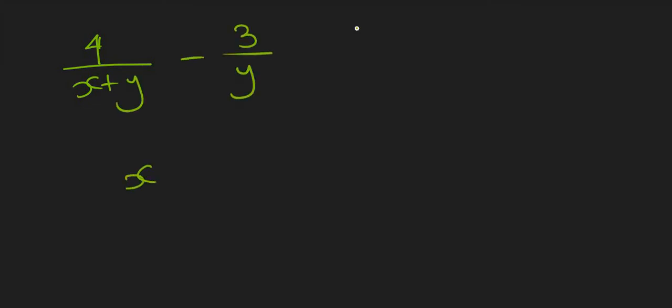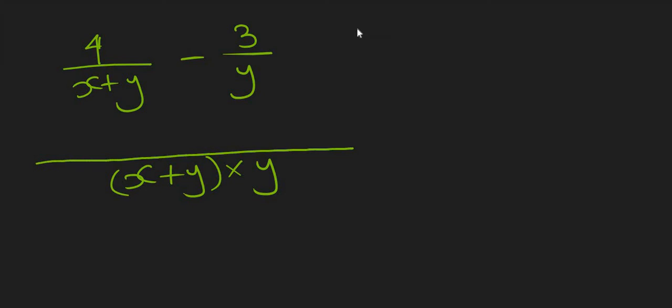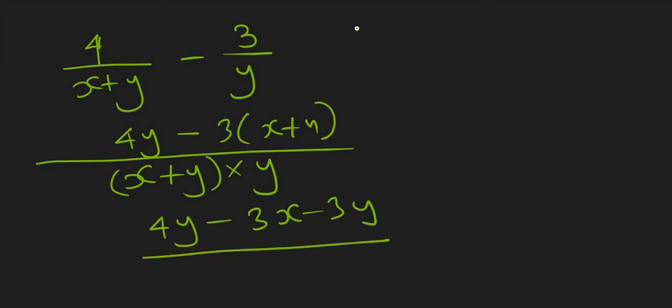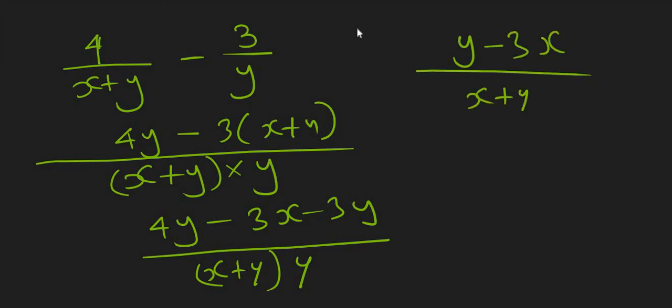Now the common denominator of these two fractions is x plus y into y, because x plus y into y can be divided by x plus y, and x plus y into y can be divided by y. Therefore we get x plus y into y divided by x plus y is y, y into 4 is 4y, minus x plus y into y divided by y is x plus y, into 3 is 3 into x plus y, which we can simplify further as 3x plus 3y over x plus y into y. Therefore we get 4y minus 3x minus 3y, which is y minus 3x, over x plus y into y.